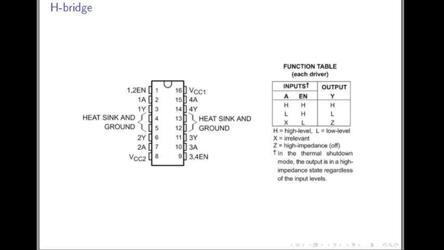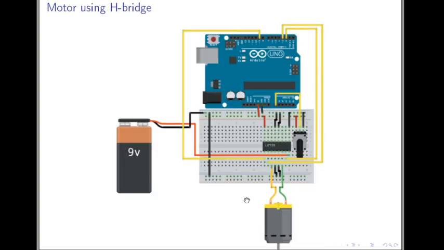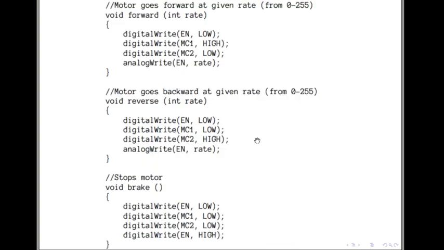This is enable. So this is the connection here. We can see the H-bridge connection, in addition to the potentiometer. So we are programming different functions.